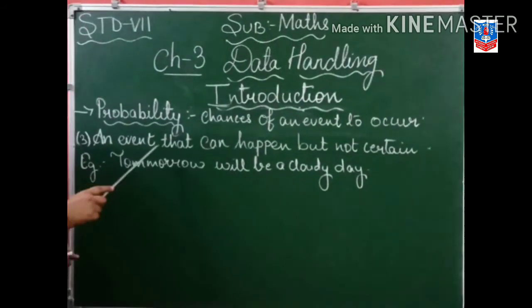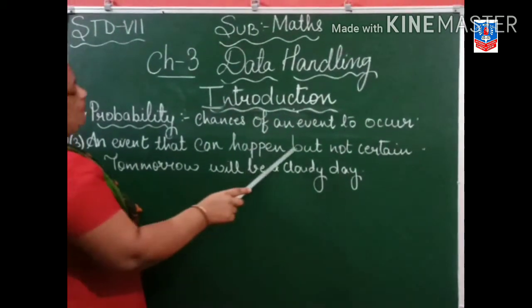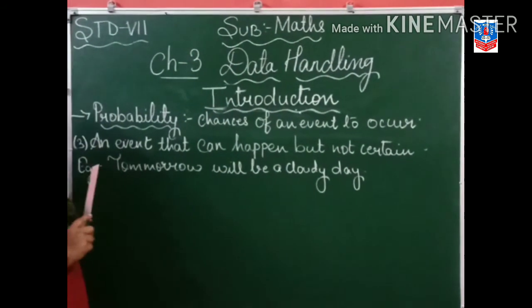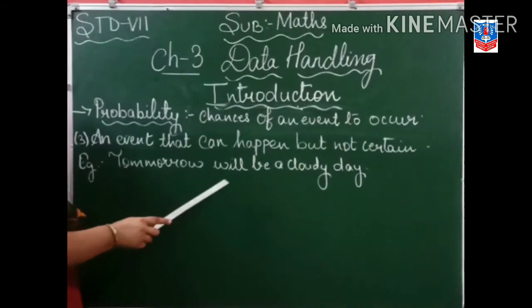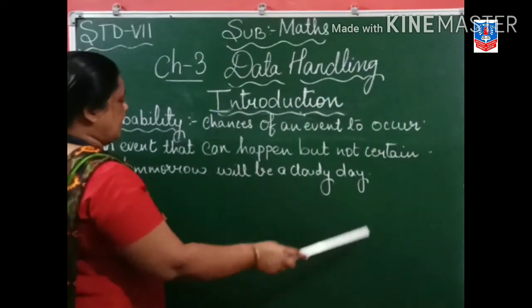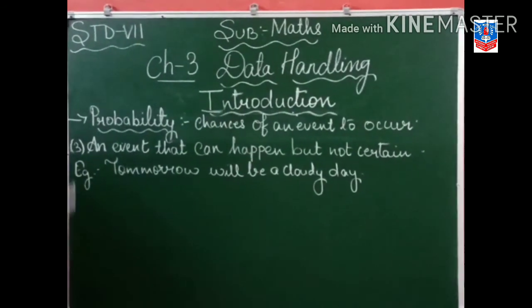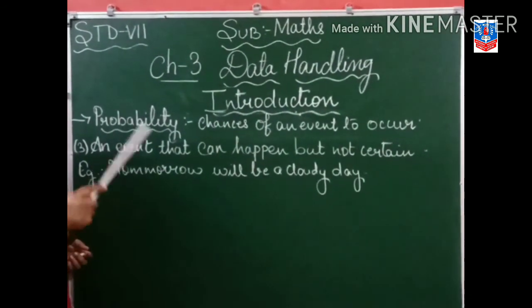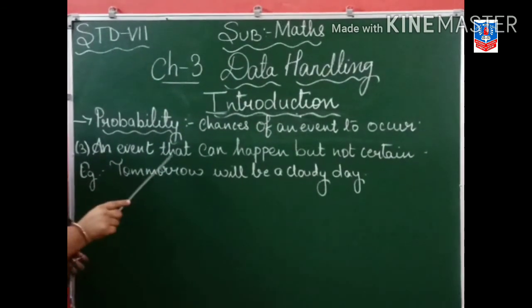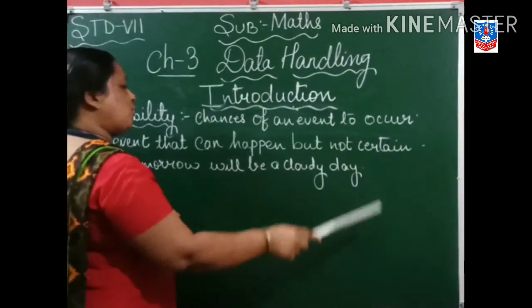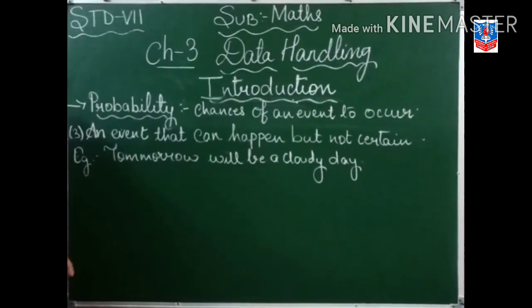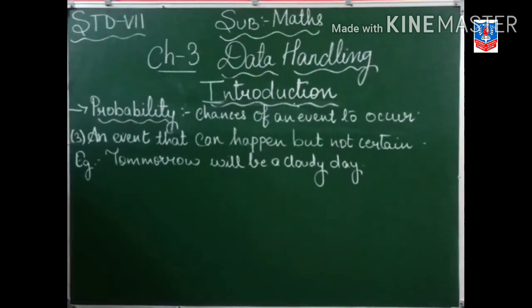Third, an event that can happen but is not certain. Example, tomorrow will be a cloudy day. It may be cloudy or may not be cloudy. We can't say that it is cloudy. An event that can happen but is not certain. With this, we complete our introduction here.